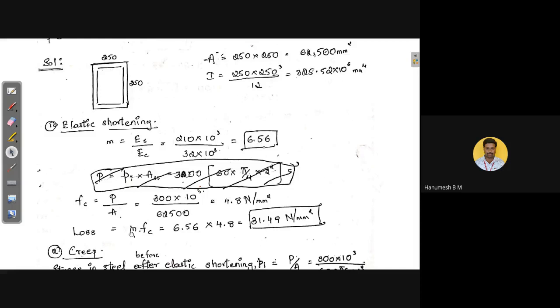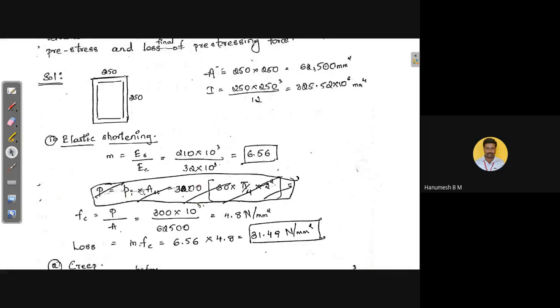Then, with the modular ratio, you need to calculate the f_c, stress in concrete at the level of steel. f_c is equal to P by A. There would be one more term, which is the moment due to the prestressing force and eccentricity. In this problem that term is not written, because eccentricity is 0. Why is it 0?